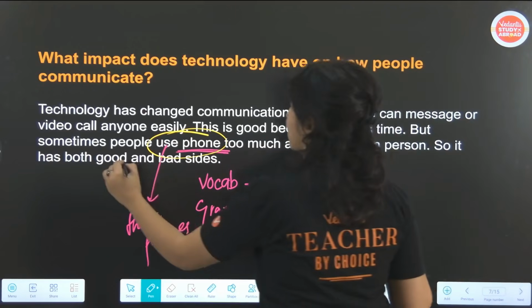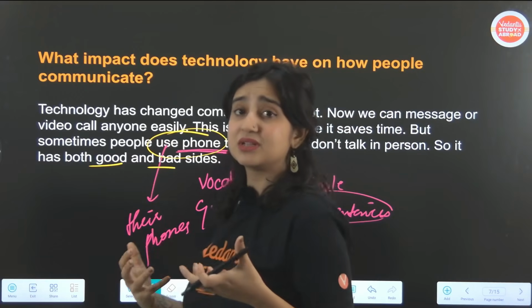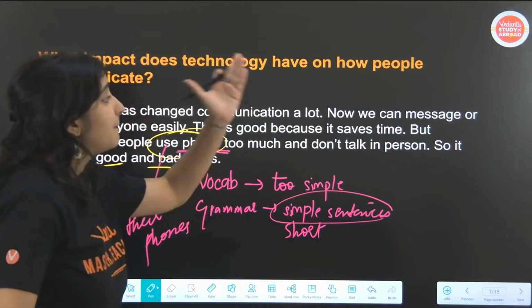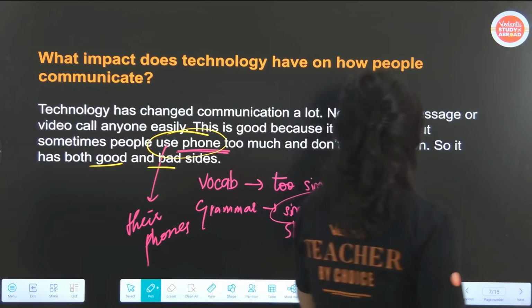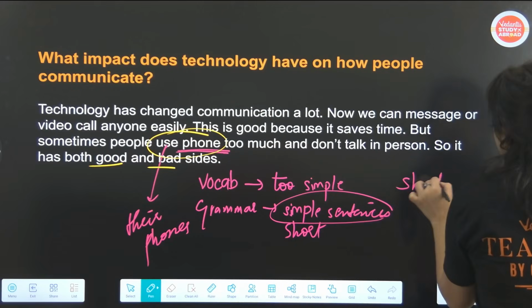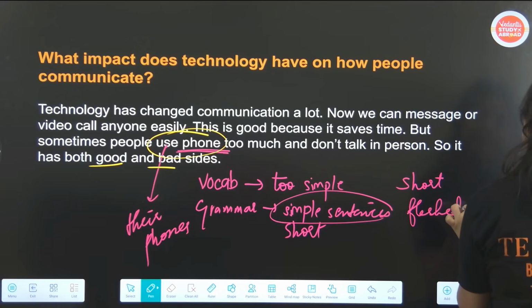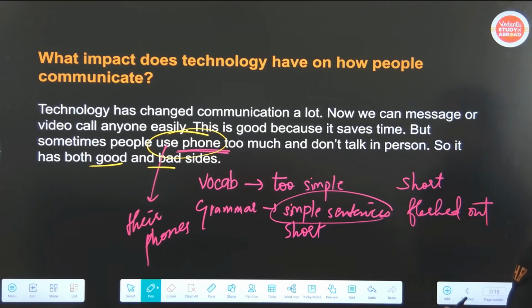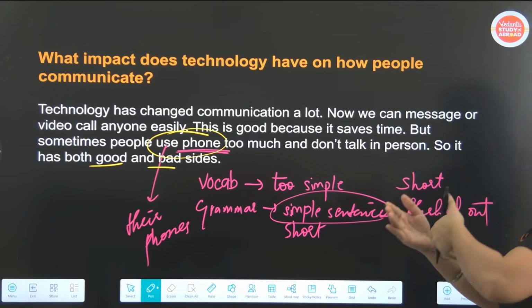See here, it has good and bad sides. Even the argument hasn't been fleshed out properly. So in terms of developing a good argument, even the argument is too simple. It's also short. Argument is not fleshed out, right? There are sparse, minimal, obvious examples, but you haven't really gone into them.